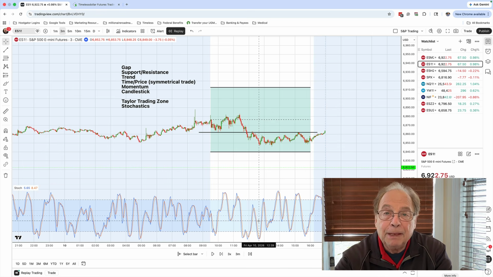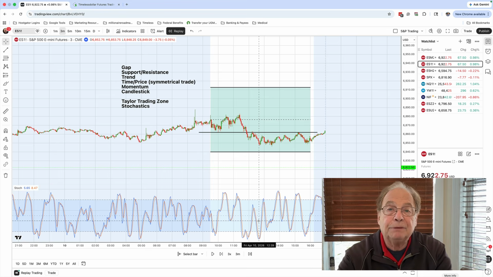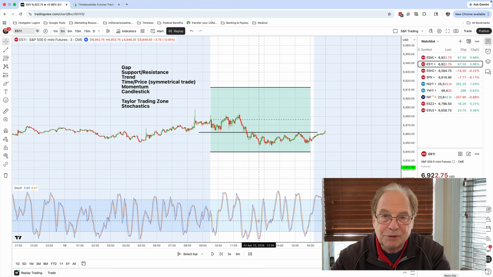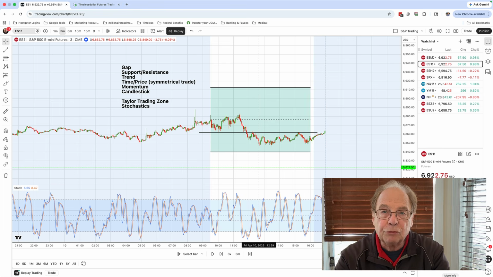And basically they're measurements of how far prices move from highs to higher, from lows to lowers, from lows to highs, and from highs to lows over a period of several days. And then average those averages and come up with a support and resistance number to place on your chart for the following day. So the Taylor Trading Zone is actually the next best thing to a crystal ball for day traders, okay? And so next we have the stochastics.